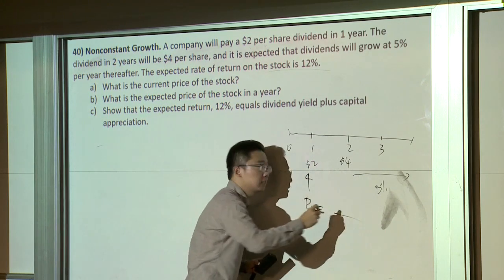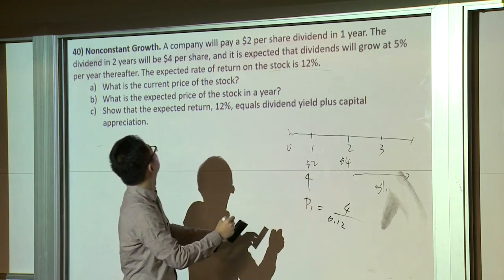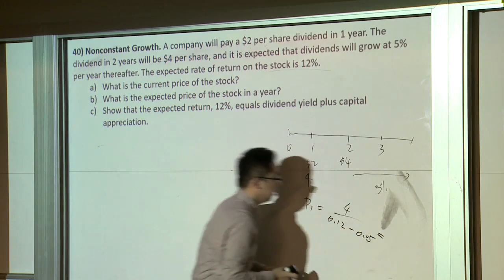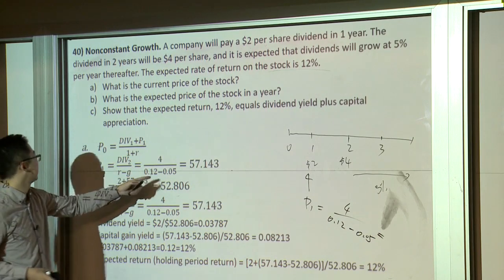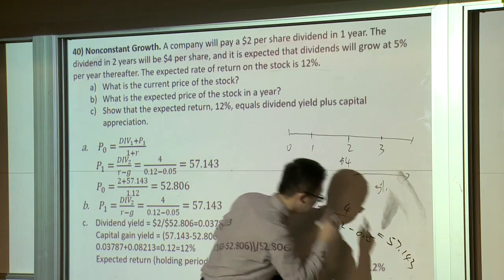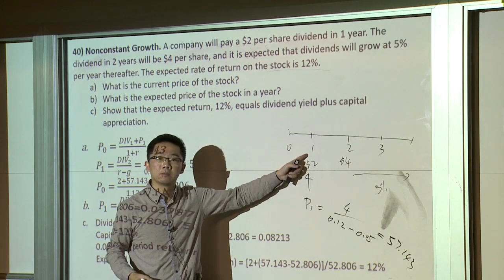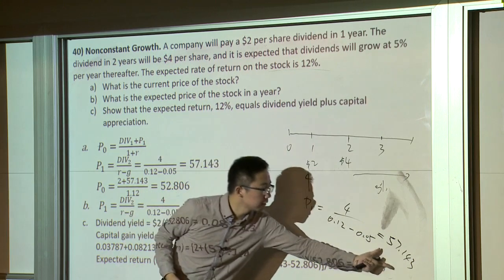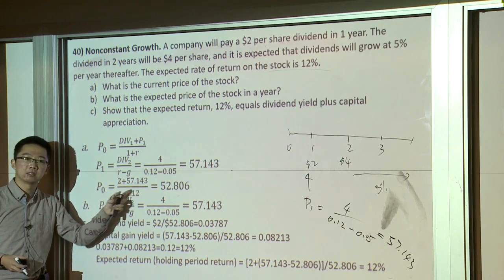It's going to be the next dividend, which is $4, divided by the expected rate of return 12% minus the growth rate 5%, which is how much? 57.14. Okay? But this is at t equal to 1. So the other cash flow is 2. We take 2 plus 57.14 and discount by 1 period.